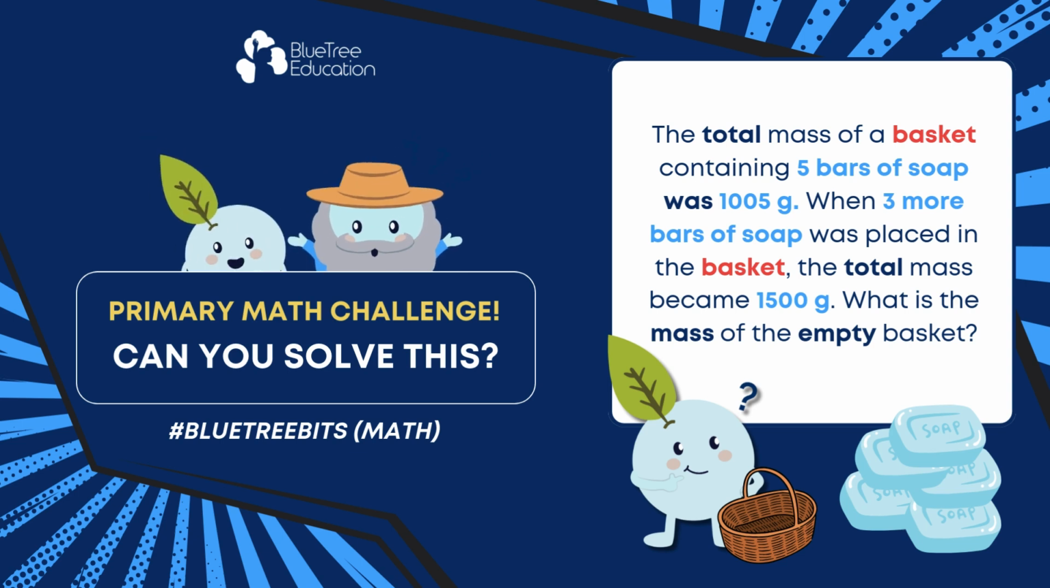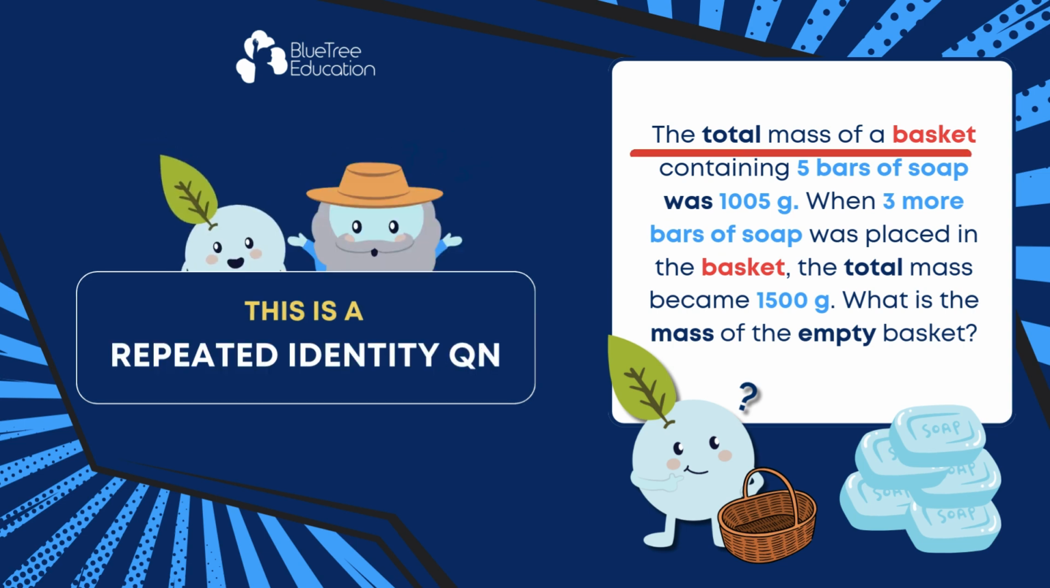The total mass of a basket containing 5 bars of soap was 1005 grams. When 3 more bars of soap was placed in the basket, the total mass became 1500 grams. What is the mass of the empty basket? So let us look at this question.